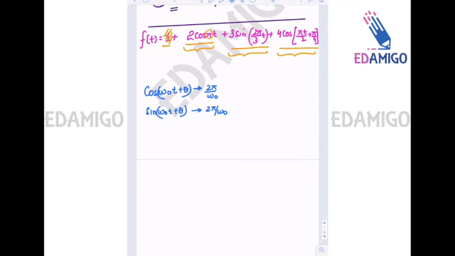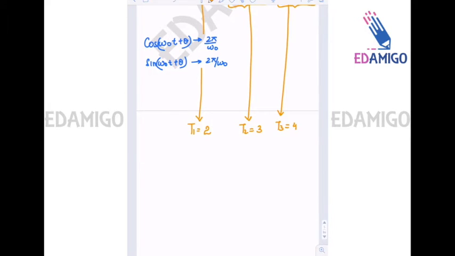Now using the formulas we can say that T1 is equal to 2, T2 is equal to 2 pi divided by 2 pi by 3, that is 3, and T3 is equal to 2 pi divided by pi by 2, that is 4. Now we will find the ratios, that is T1 upon T2, that is 2 by 3. This is ratio number 1. Another ratio is T1 upon T3, that is 2 upon 4, that is 1 upon 2.